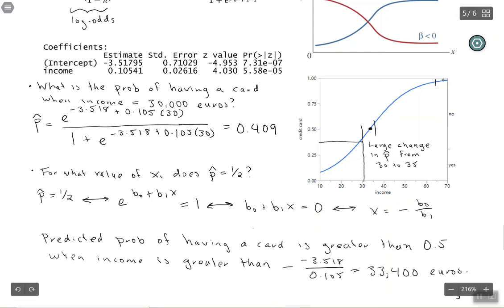Whereas if we look up here at the top, maybe going from 60 to 65,000 euros, we have a pretty small change there from 60 to 65. So we're not evaluating this model. This is just based on the fact that we're using a logistic regression, but it's possible that this could make more sense in the context. So we've looked at some predicted values. In the next video, we'll talk about how to interpret the coefficients themselves.